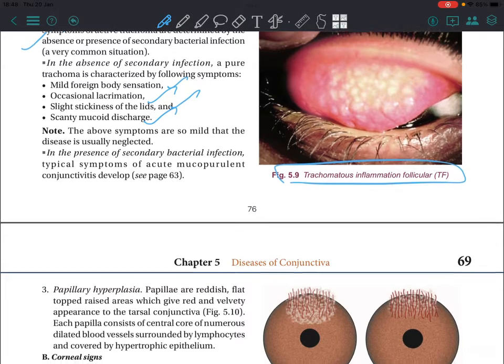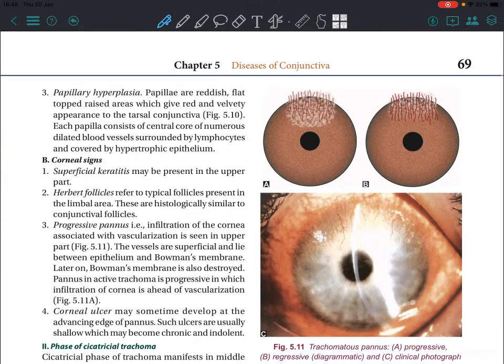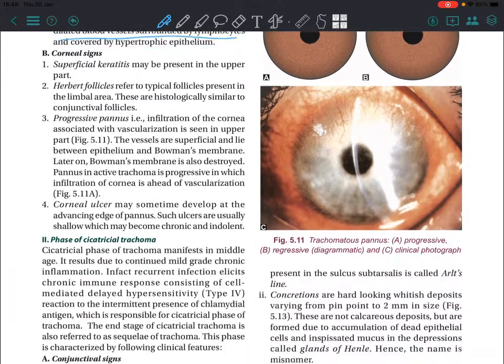Trachomatous inflammation follicular. Papillary hyperplasia: papillae are reddish, flat-topped, raised areas which give a red and velvety appearance to the tarsal conjunctiva. Each papilla consists of a central core of numerous dilated blood vessels surrounded by lymphocytes and covered by hypertrophic epithelium.